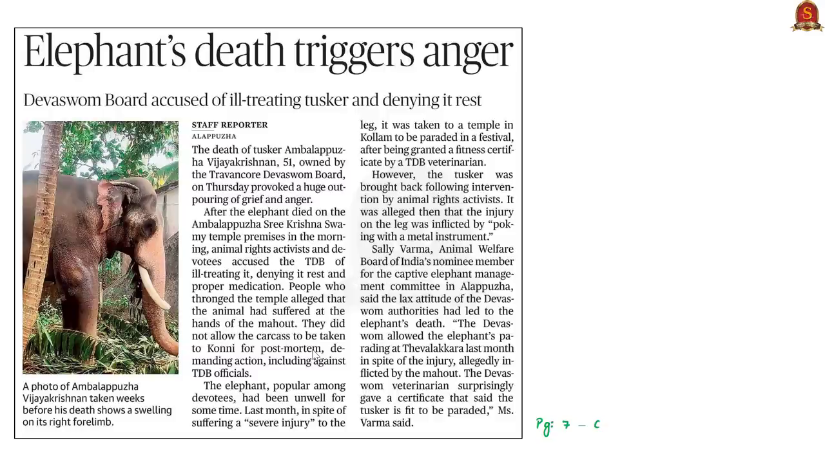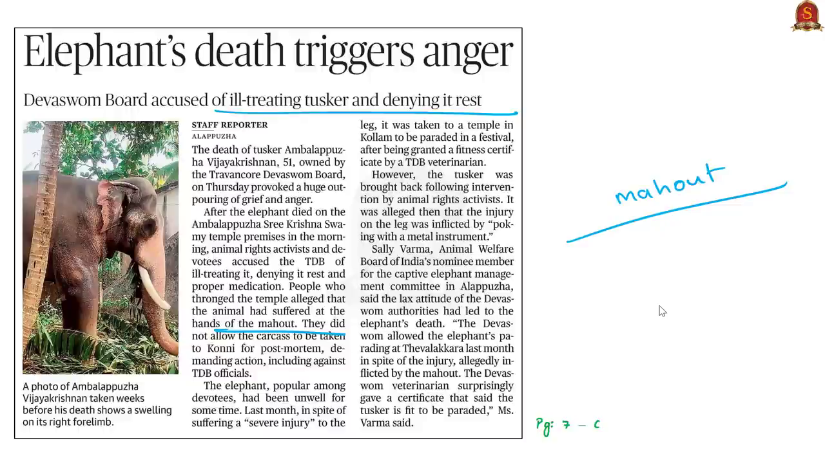Now let's move on to the next part of the discussion. This news article mentions that an elephant has died due to alleged ill treatment by a temple board in Travancore. It is said that the elephant was injured by its mahout, who is the person who works with the elephant and rides an elephant. Then the elephant was denied rest and proper medication, and it was also paraded in a festival in another temple. These allegations have reportedly been confirmed by a member of the Animal Welfare Board of India. So this has provoked anger among animal rights activists and devotees of the temple as well.